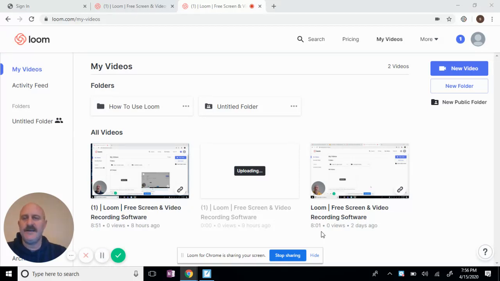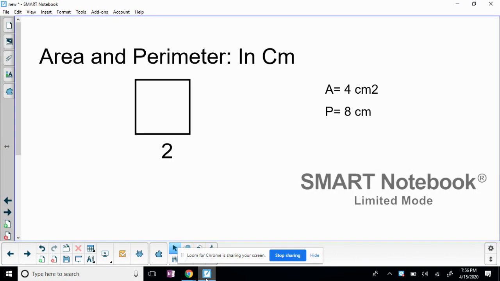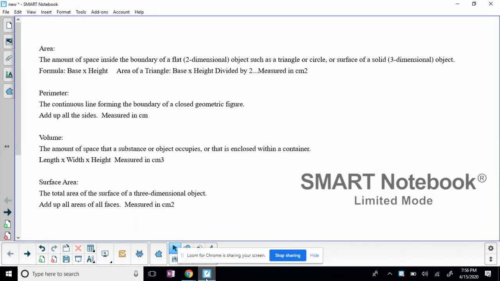Hi, grade 6. I'm going to continue on with the math lesson we started the other day about perimeter and area. Just to review, these four concepts are the basis for the unit. If you can have a good understanding of these four concepts, you're going to do great. Area, perimeter, volume, and surface area.